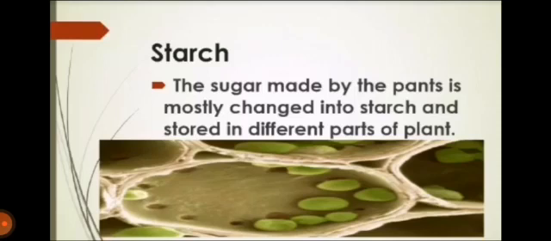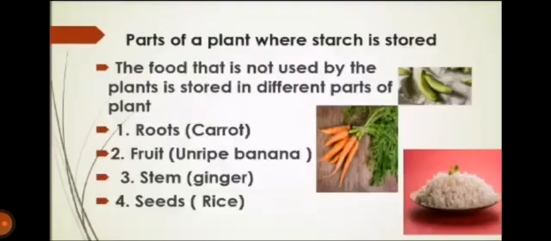But first of all, what is starch? The food that was made by the plant was in the form of sugar. Okay, so when the plant used this sugar, the leftover sugar, that is, the excess amount that is not used by the plant, this extra sugar is changed into starch. Okay, plants change this sugar into starch and then they store this starch in different parts of the plant. Now the question, in which part?